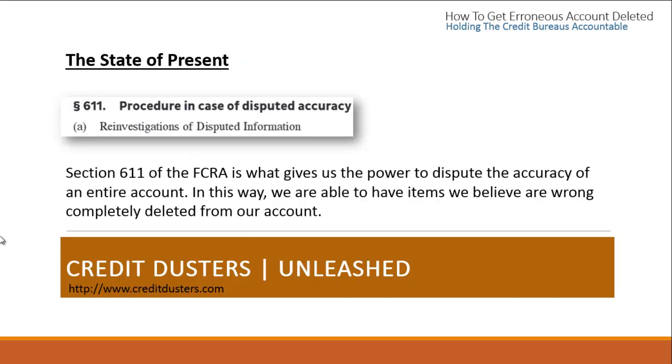So, the state of present today. Let's talk about the disputing process and what it takes to get an account deleted. FCRA is a 100-page wild man. I mean, there is so much information in this document and in this law that provides a lot of power to an individual. We're going to be focused in on Section 611 of the FCRA, and this is what gives us the power to dispute the accuracy of an entire account.